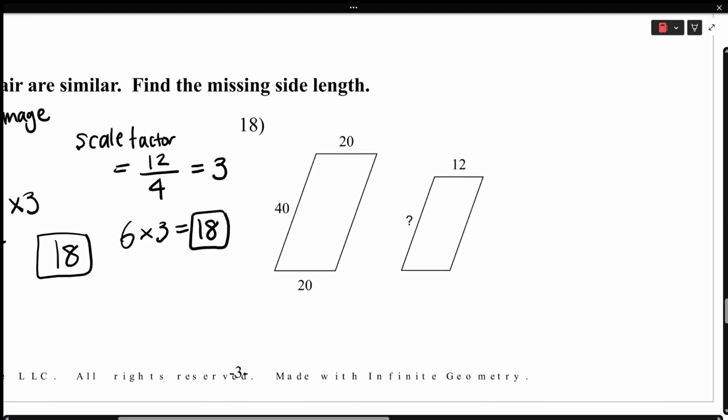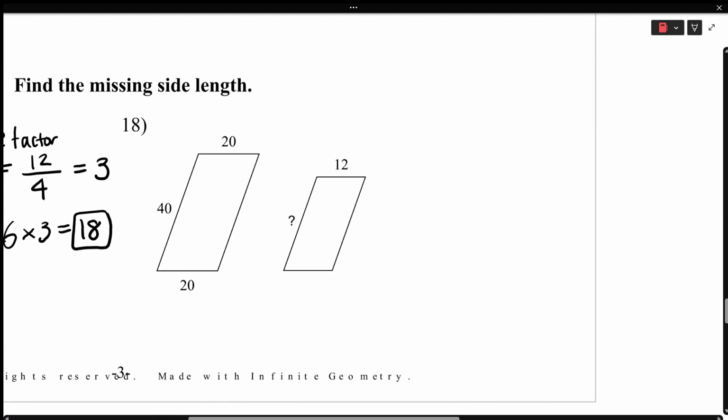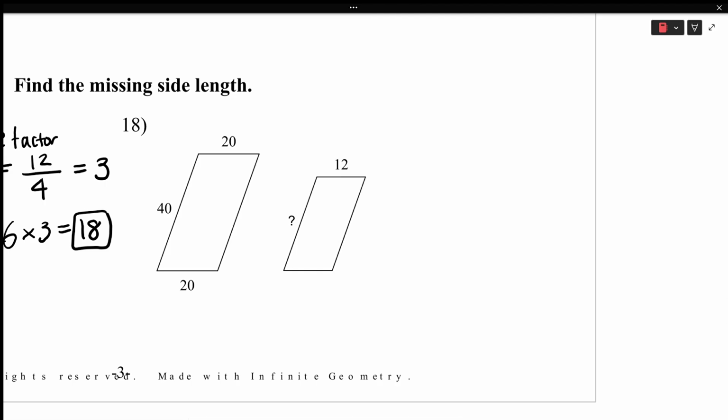I'll even do number 18 for you. I'm going to give you a second to think. Which one's the pre-image? Which one's the image? Good job. Smaller shape is the image. Bigger shape is the pre-image. We're trying to figure out what this side is, so that's going to be our image.